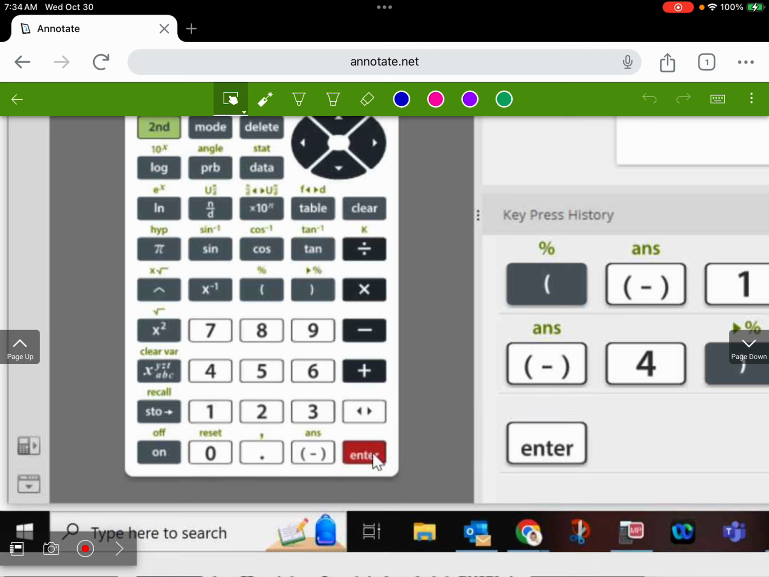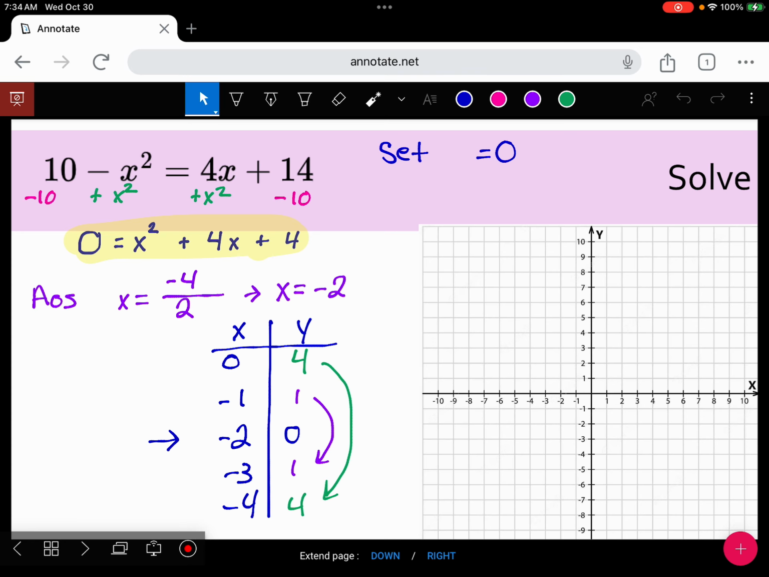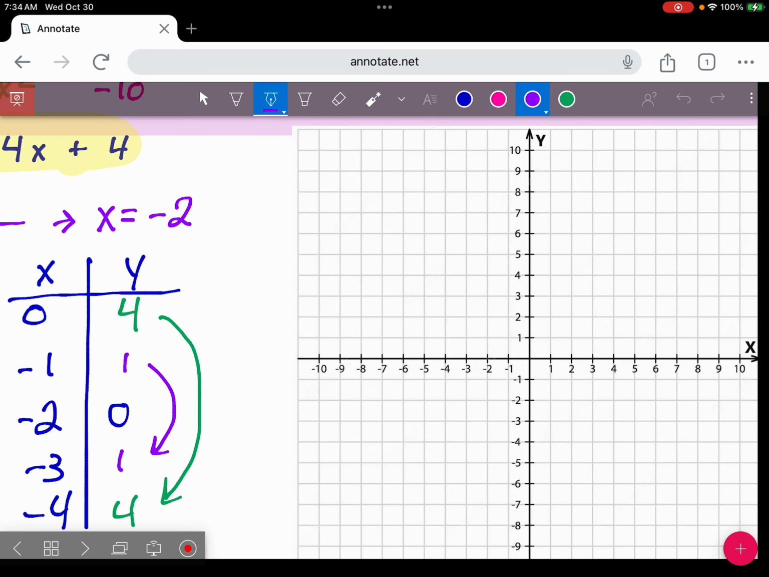Then you just hit enter, and it spits out our 1, which is exactly what we have on our table here. For that -1, we have a 1. Okay, so we're just taking these x values that we chose that were on either side of our vertex and typing them into the equation. Because then what we're going to do is we're going to graph that.